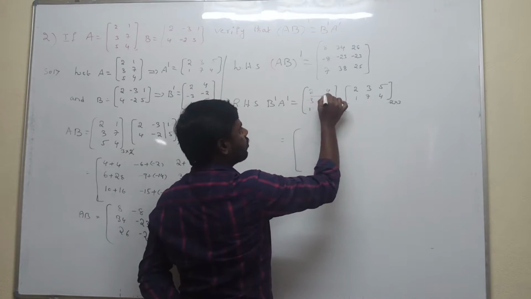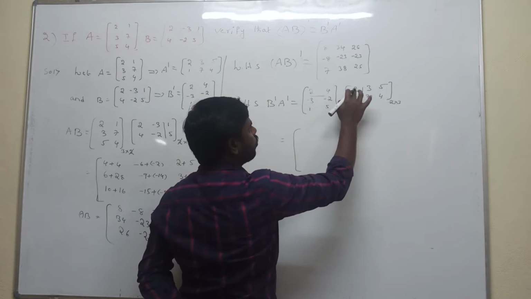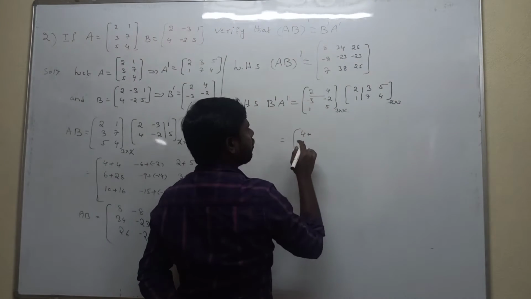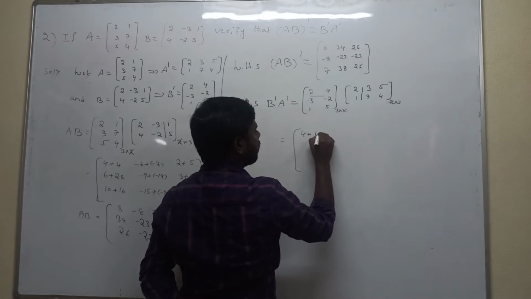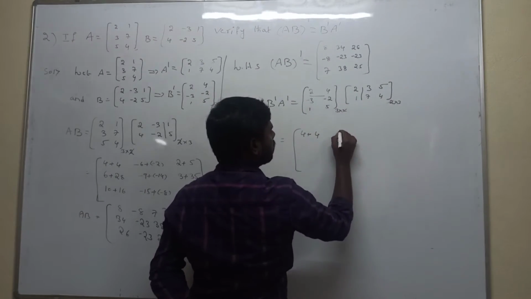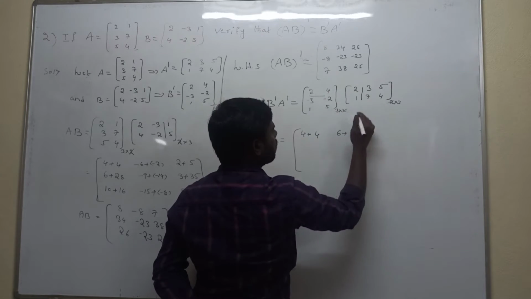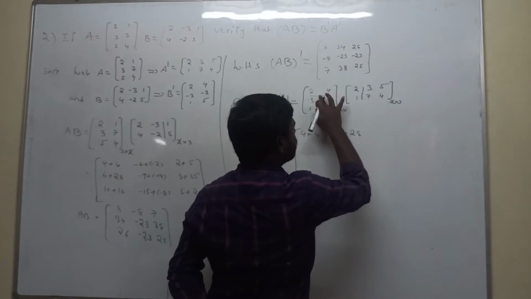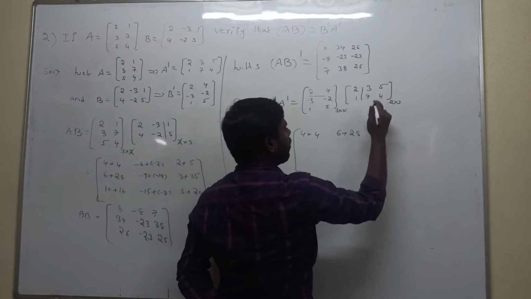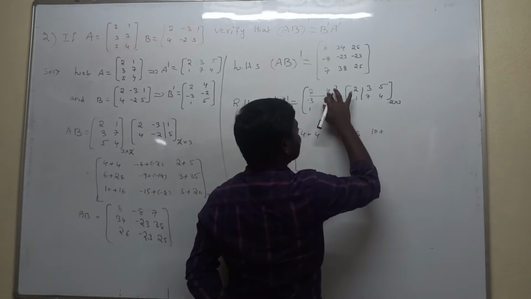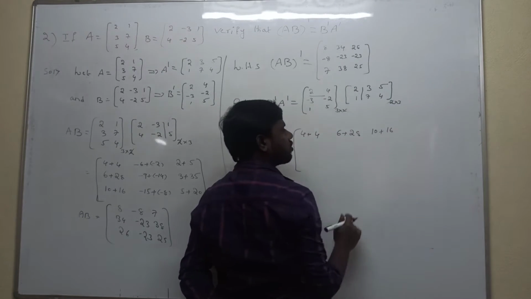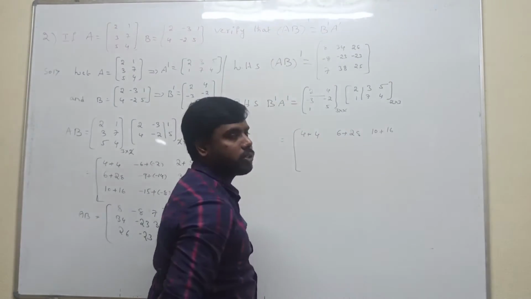Now, first row, first column: 2 into 2 is 4, plus 4 into 1 is 4. Next, 2 into 3 is 6, plus 4 into 7 is 28. Next, first row, third column: 2 into 5 is 10, plus 4 into 4 is 16.